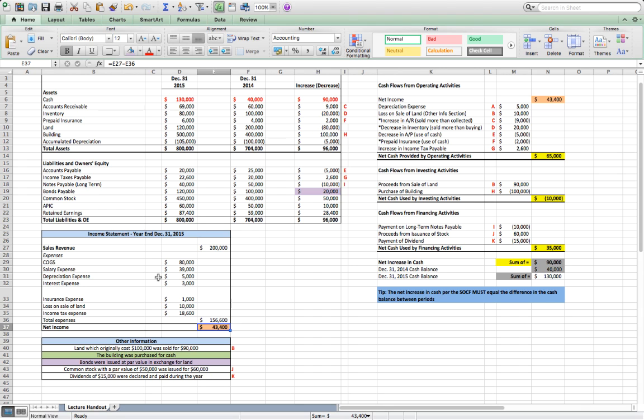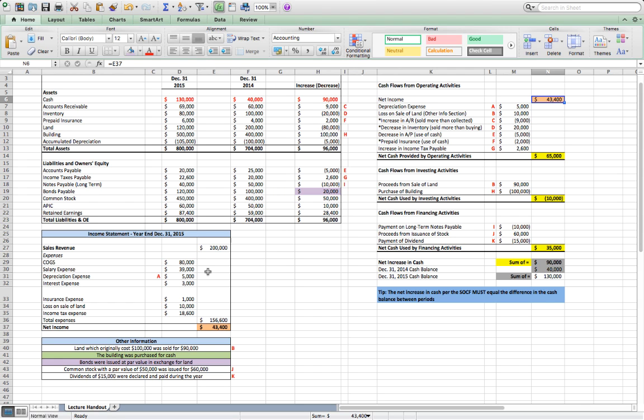So as we just discussed with salary expense, it is not something that is shown separately in the operating activities section because it's factored into this net income balance. However, if you were showing this on the direct method, you would actually show salary expense of $39,000. But as noted in the lecture handout, you will only be required to do the indirect method when computing the statement of cash flows.